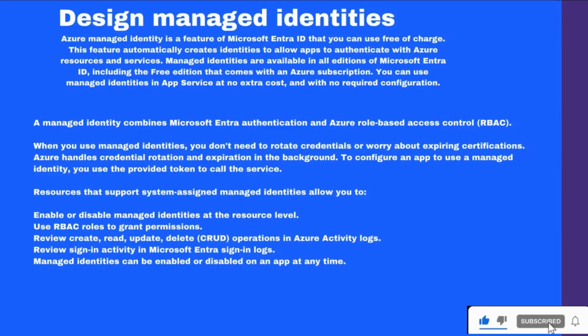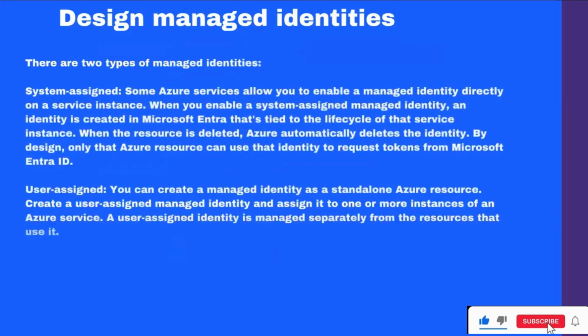Resources that support system-assigned managed identities allow you to enable or disable managed identities at the resource level. Use RBAC roles to grant permissions. Review create, read, update, delete operations, which Azure actively logs. Also review the sign-in activity in Microsoft Entra sign-in logs. Managed identities can be enabled or disabled on an app at any time. So these are the benefits.